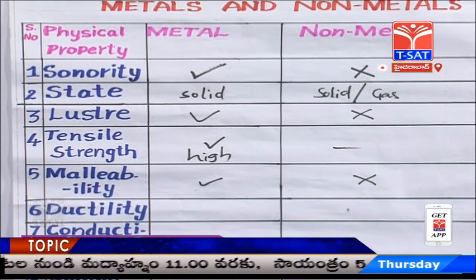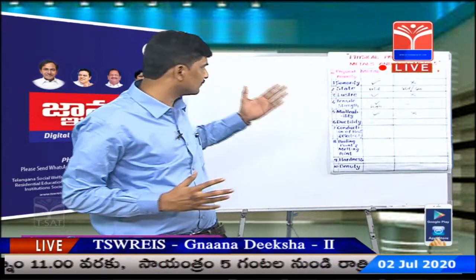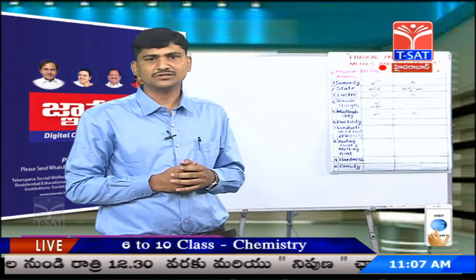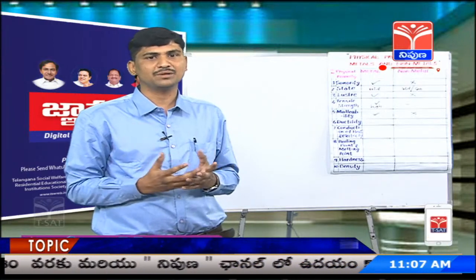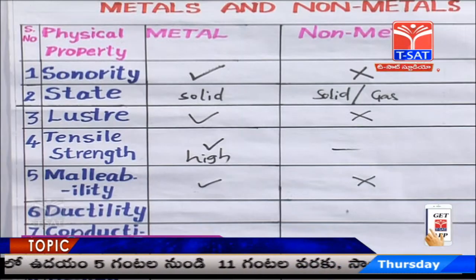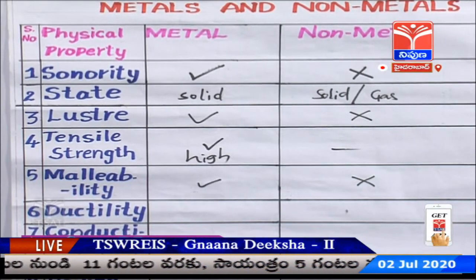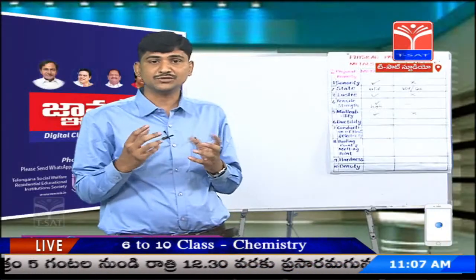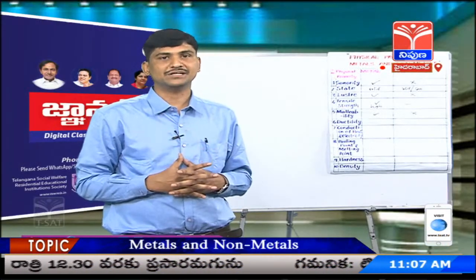So, what are the uses of this malleability? What are the uses of sonority? Sonority is used in bells in homes as well as in temples, right? In schools also. And what is the use of tensile strength? For bridges, we already discussed. What is the use of malleability? It is used in packing food materials. For this we use aluminum food packing materials, right?